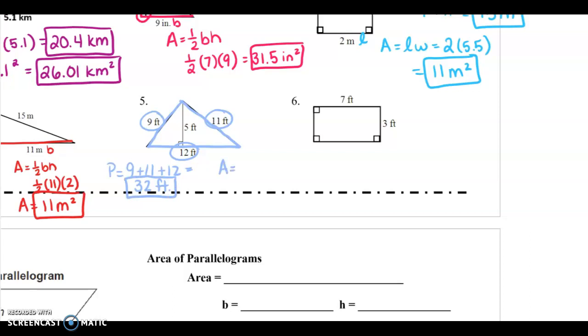Area is 1/2 base times height. So remember, you're looking for that 90 degrees. That tells you your base and your height. So my height is 5 and my base is 12. 1/2 base times height, which is 1/2 times 12 times 5. So my area is going to be 0.5 times 12 times 5, which is 30. 30 feet squared.